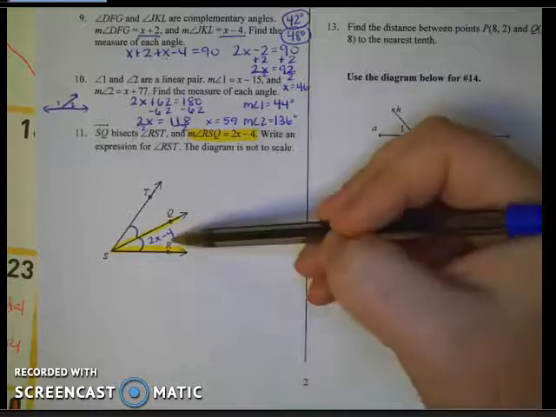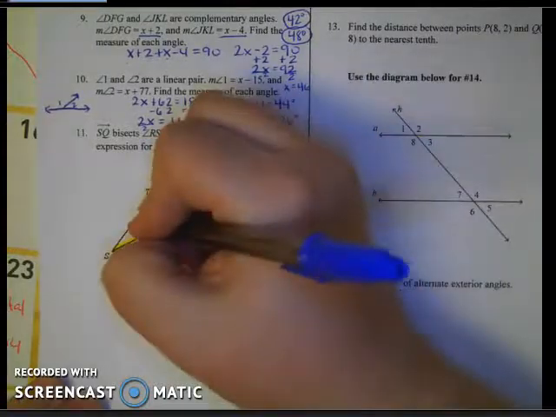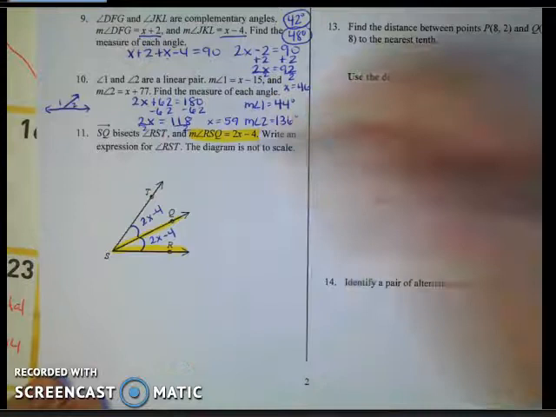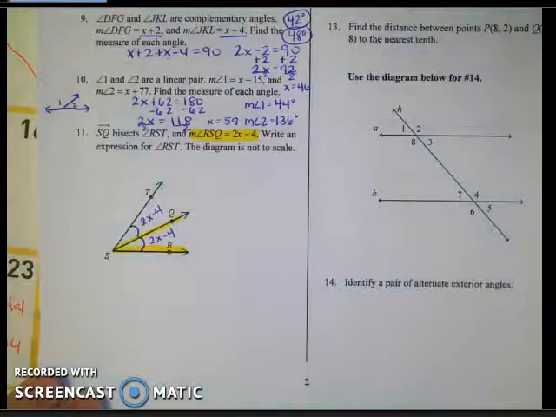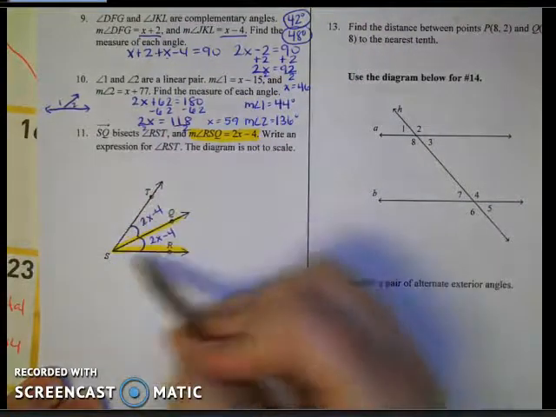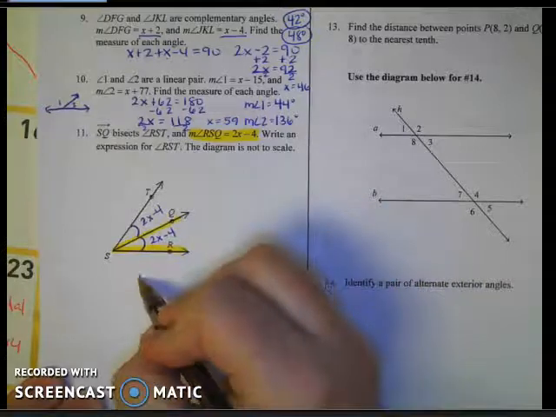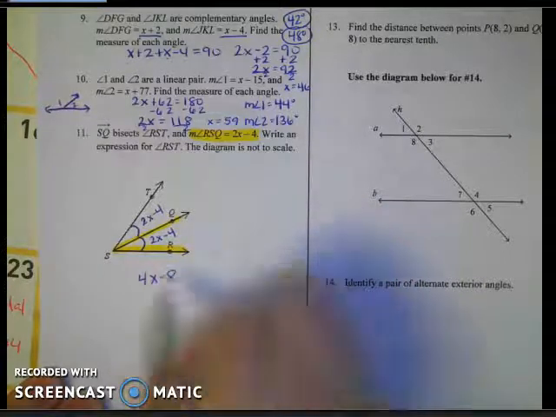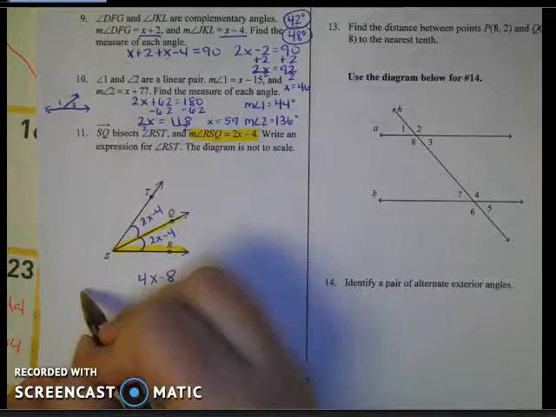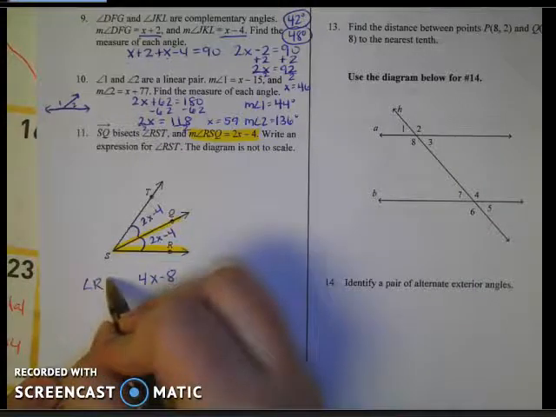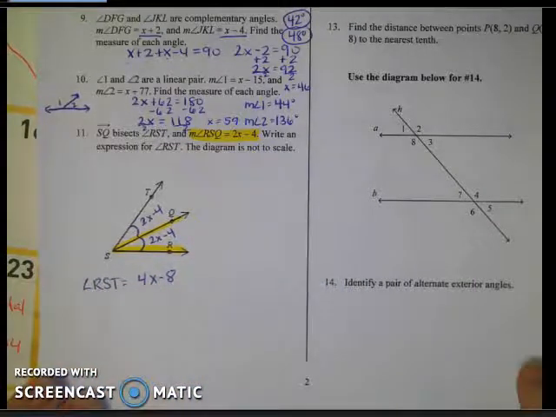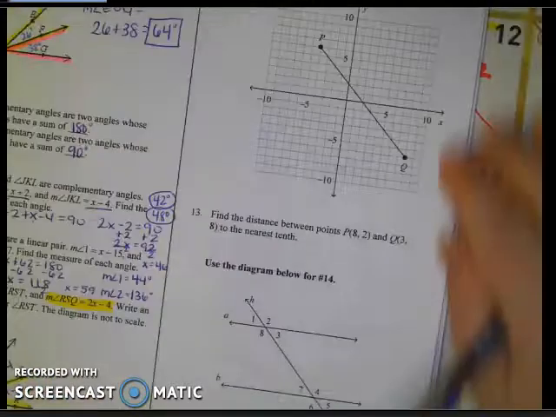Well, I know if this piece is 2x minus 4, so is this piece because they're congruent. So how could I represent the entire angle? By adding these two together. So 4x minus 8 would be an expression for angle RST. So that's it. Number 12.